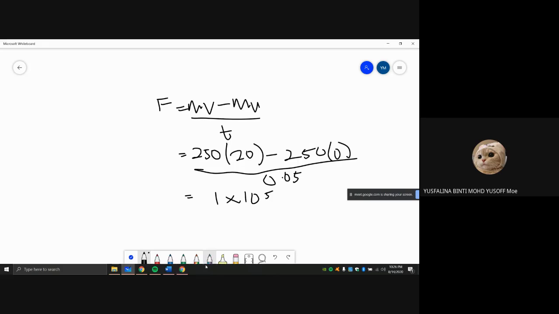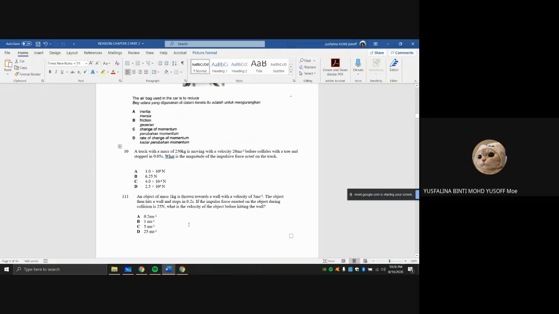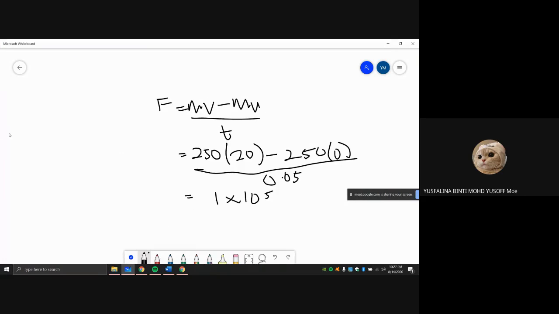Okay, and then the next question is, an object of mass 1 kg is thrown towards a wall with a velocity of 5. The object then hits a wall and stops in 0.2 seconds. So if the impulse force exerted on the object during collision is 25. So this one you have to use the same formula. The mass here is 1. But the question already gives you the force, impulsive force, right? So I just replace F with 25.